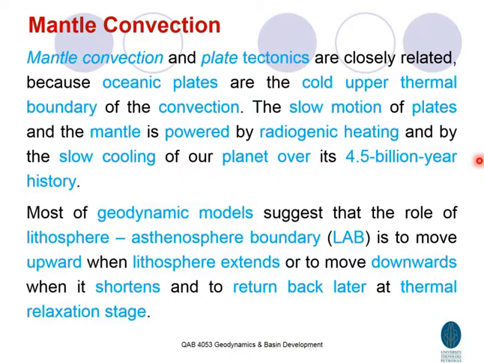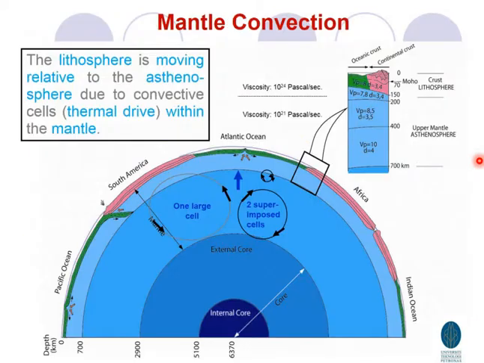Due to the temperature difference, heat transfers from the deeper mantle to the shallower crust and creates convection. The lithosphere-asthenosphere boundary, or LAB, also responds to this mantle convection. When the LAB moves up, the lithosphere extends or stretches. When the LAB moves down, the lithosphere is shortened, and it returns later at the thermal relaxation stage.